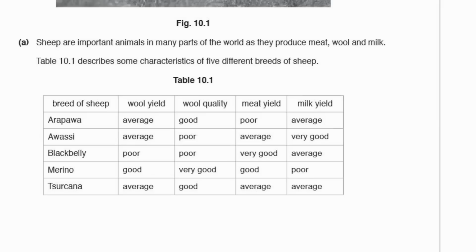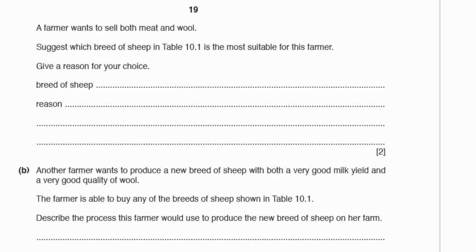A. Sheep are important animals in many parts of the world as they produce meat, wool, and milk. Table 10.1 describes some characteristics of 5 different breeds of sheep. So we have Arapawa, Awassi, black bellies, merinos, and Circanas. Okay, and they're looking at the wool yield, wool quality, the meat yield, and the milk yield. A farmer wants to sell both meat and wool. They're not really interested in milk, obviously.